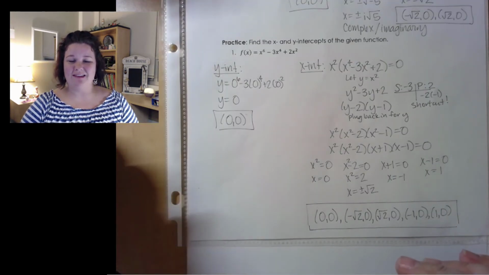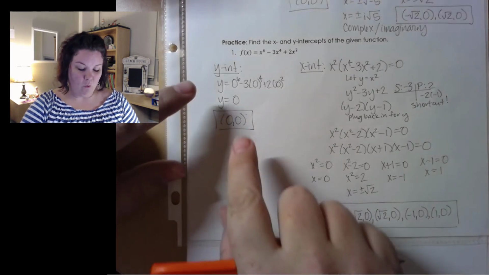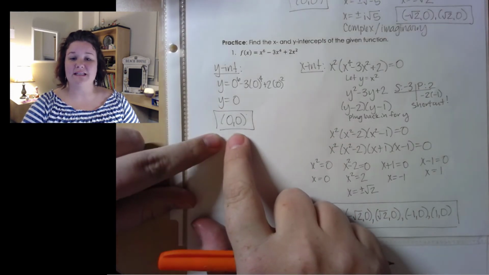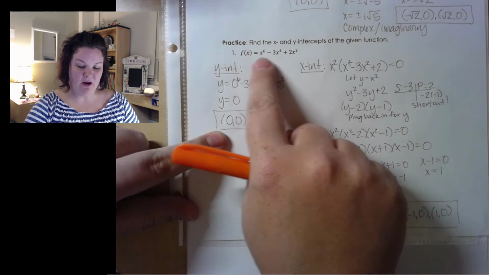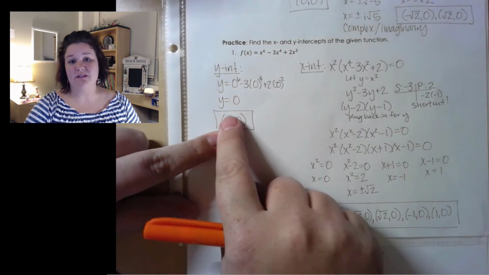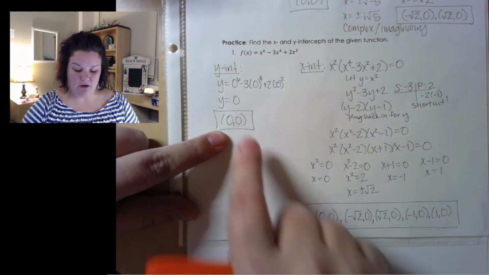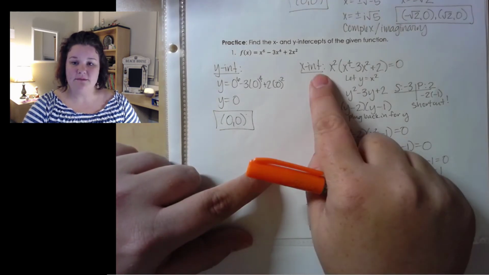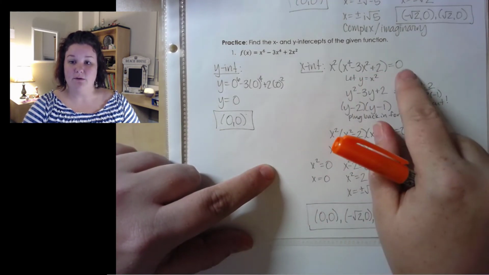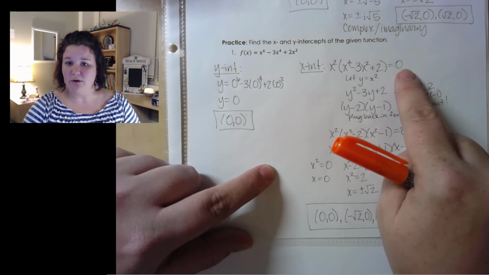So let's look at the practice problems. Our y-intercept of number 1 should give us (0, 0), because when we plug in 0 for x, it's just going to equal 0, right? Make sure you write it as an ordered pair. When we look at our x-intercepts, we're going to set the function equal to 0, right? Because for x-intercepts, y is 0.